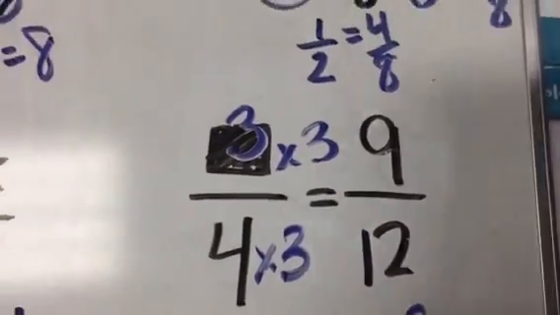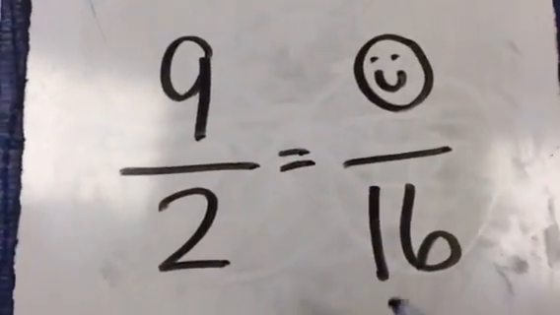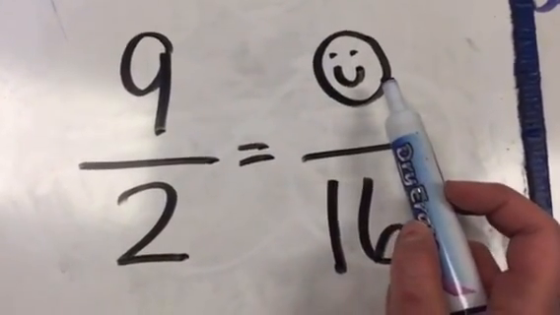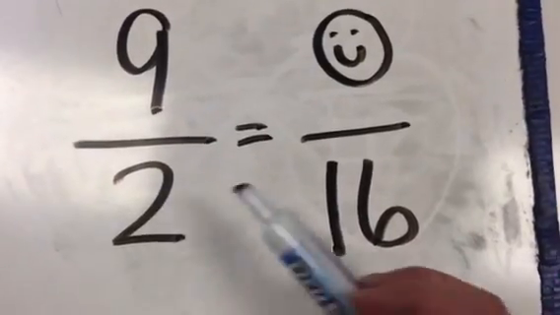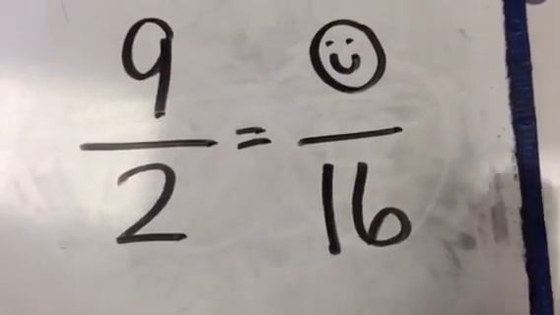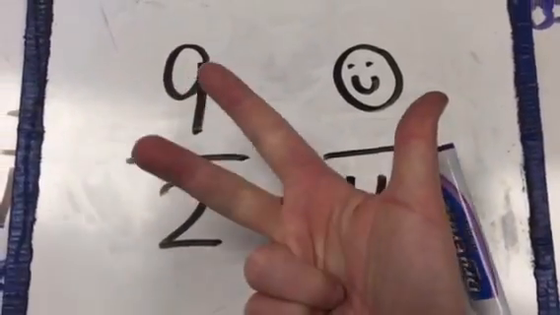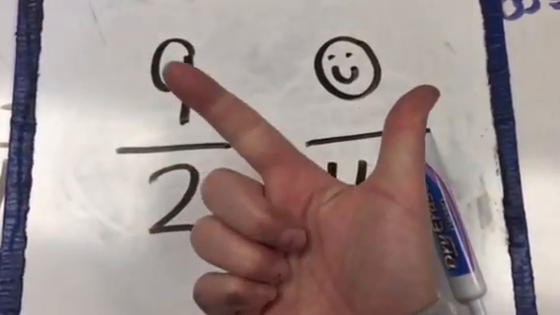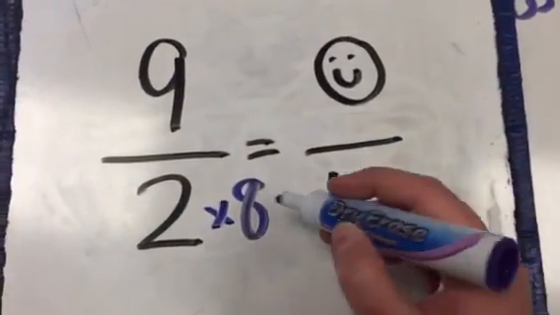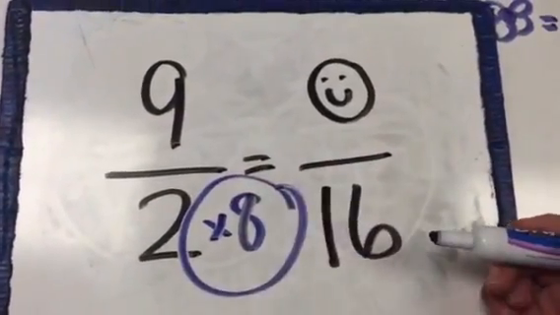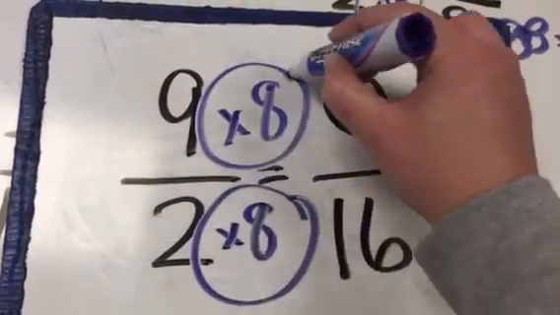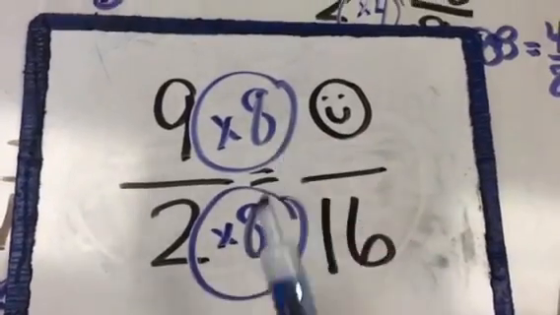Let's try another one. Can I get from 9 to the smiley face? No. So I've got to come down here, and can I get from 2 to 16? Well, yeah, I can. Let's multiply by 2 till I get to 16. 2, 4, 6, 8, 10, 12, 14, 16. That was 8 fingers, so it's times 8. If I times the bottom by 8, what do I got to do up here? I've got to times by 8 again. I've got to do the same thing. So if I times 8 down here, then I got to do it up here.